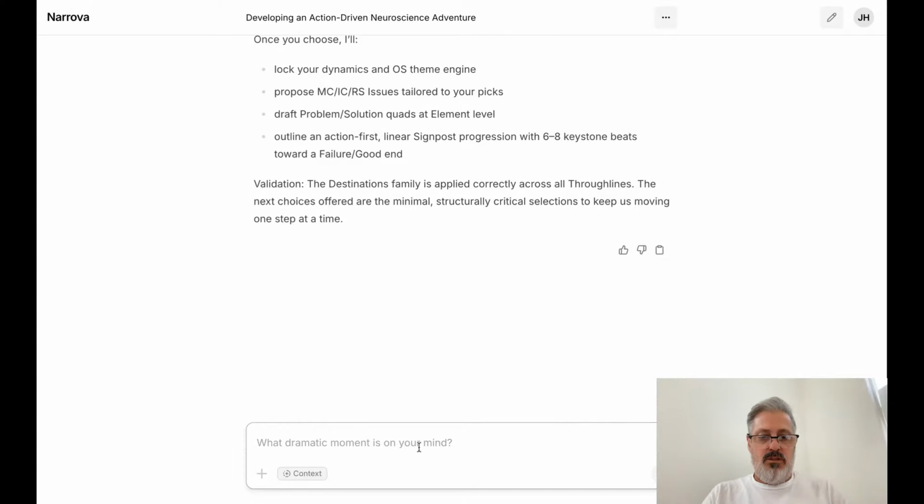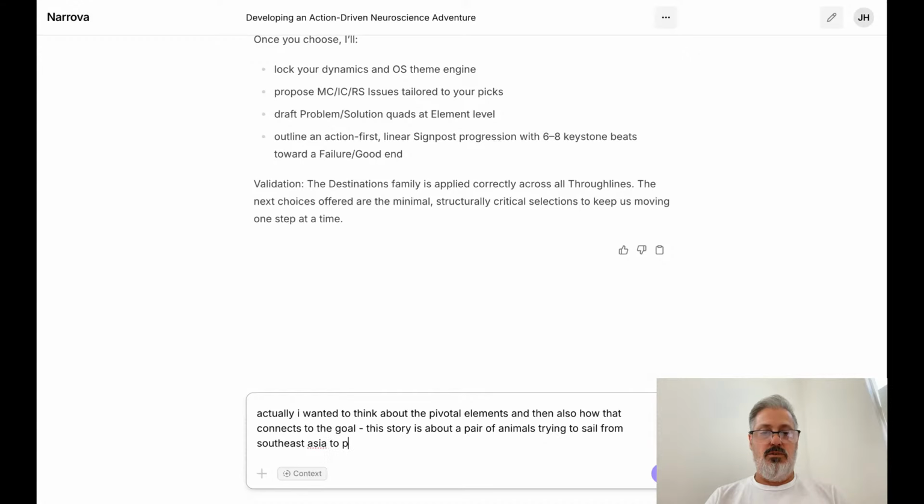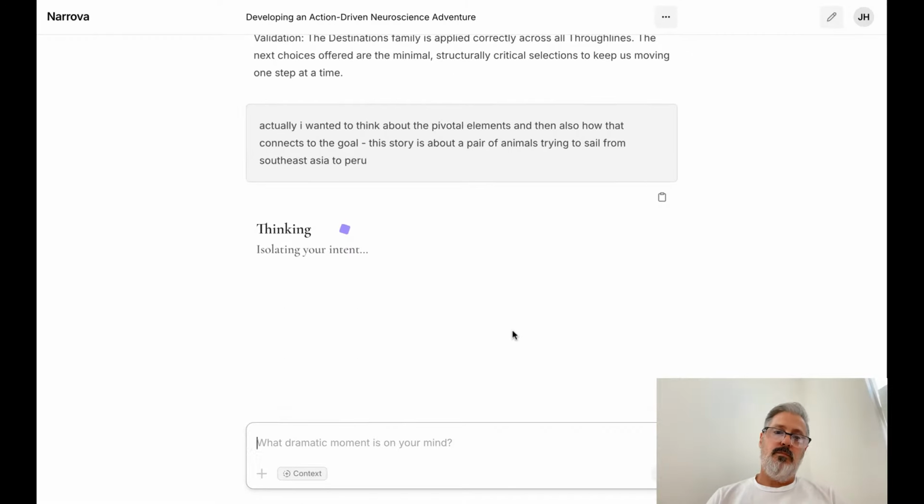But what I wanted to work on was actually the pivotal elements and also how that connects to the goal. Let's take our same idea. This story is about a pair of animals trying to sail from Southeast Asia to Peru. So I gave a little bit of storytelling to the story forming agent, and they might go ahead and add some ideas of what that might look like.